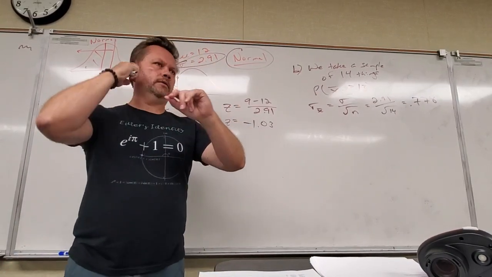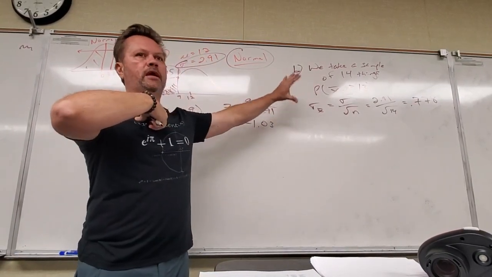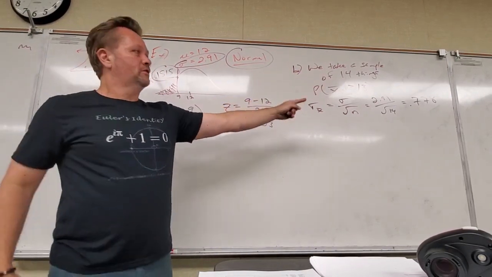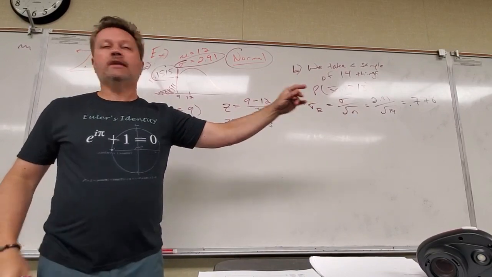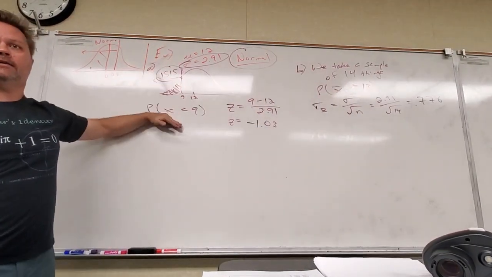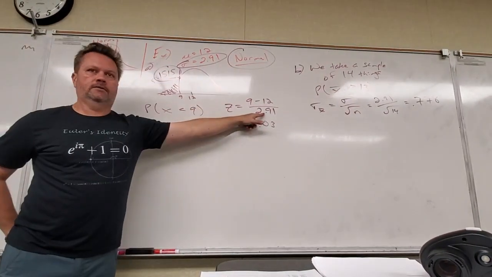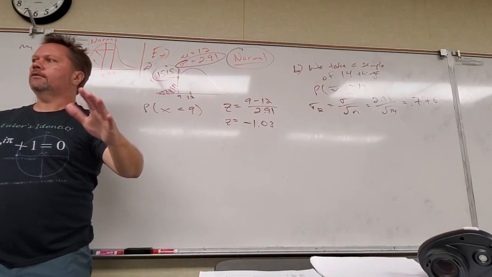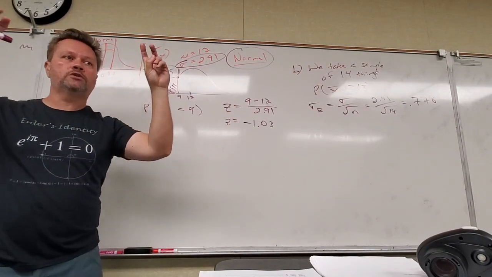So, how much work have we done yet on Part B? Have we done a lot of work on Part B? We've done nothing. We just divided that by the square root of 14. Now, I do all the same work here, exactly the same work, except right there, I'm just going to use the new standard deviation.